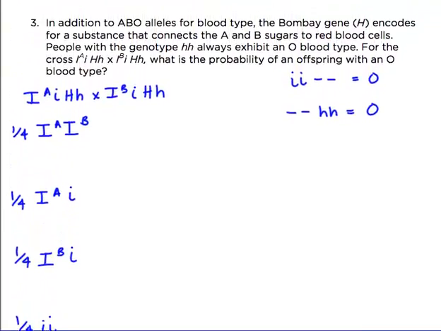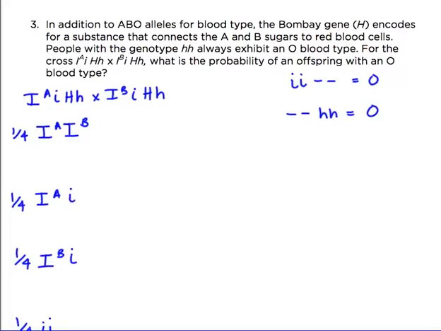Now for the H gene, we're really only interested in little h, little h. As long as you have one dominant H, that means that you will have sugars connected to your red blood cells. So as we did in previous problems, we can simplify the big H little h times big H little h to say that 3/4 of the time, the offspring will have at least one big H. And then 1/4 of the time, they'll be little h, little h. Okay? And you could just fill that in for all of these going down.